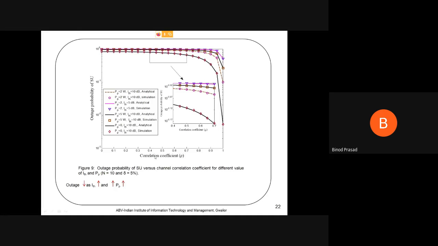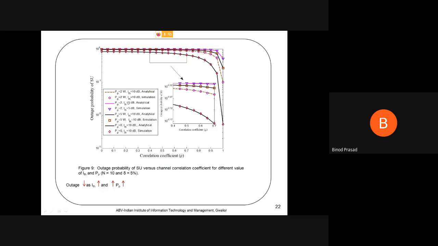So if you increase this correlation coefficient, obviously, increasing the correlation coefficient means that the channel information available at this SU transmitter is more accurate. So obviously this outage will get reduced, and we can see that from here. Similarly, if we increase the interference threshold limit, the other parameter. Now, what is this interference threshold limit? We have said that it is the kind of tolerance that your receiver can tolerate. Now, if it can tolerate more, obviously the performance will be better for the SU, not for the PU, because the SU can then transmit with higher power because the PU is supposed to tolerate more. So that is being depicted here.